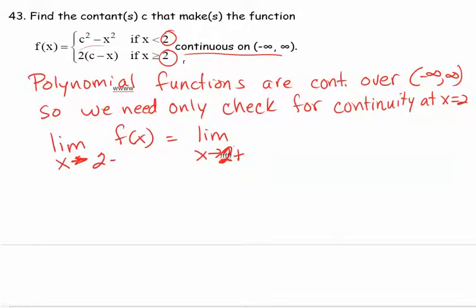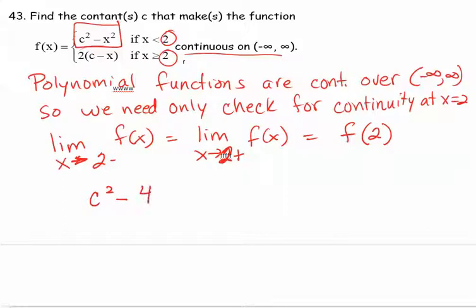The limit as we approach 2 from the right side, and we need to make sure that that's exactly what we get by direct substitution, putting 2 into our function. So as x approaches 2 from the small side, we'll have the first part of our domain. So this part will be c squared minus x squared. Now remember what x is going to be here. We're talking about when x goes to 2.